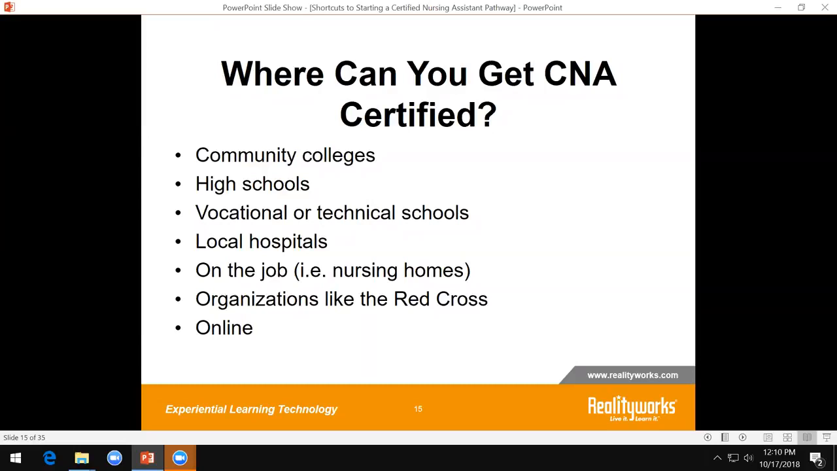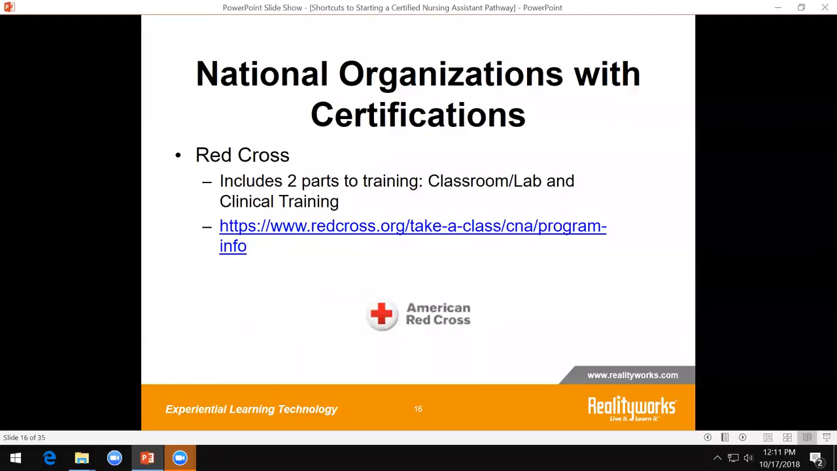Most programs average roughly 4 to 12 weeks for completion, depending on the class and how often they meet. Programs are typically divided up between classroom hours and also clinical hours. So again, each state has designated numbers of clinical hours that individuals must complete before they can apply for their certification. So, things to look into.